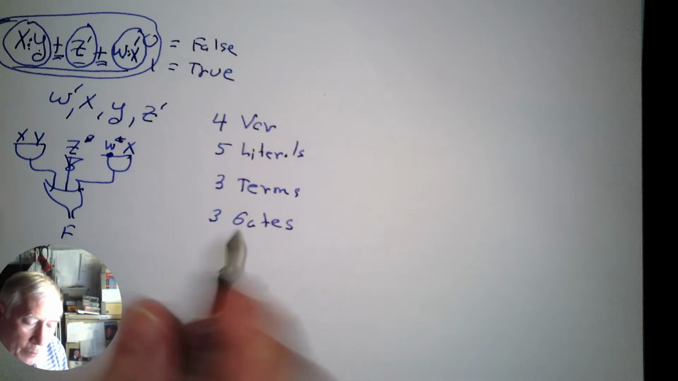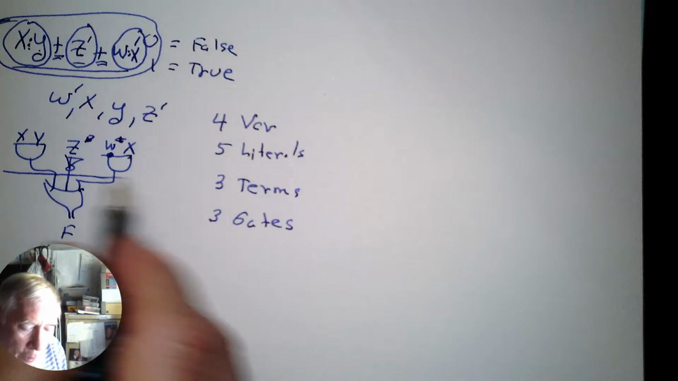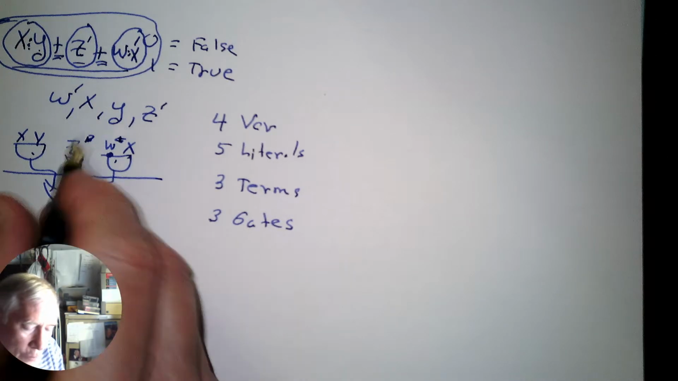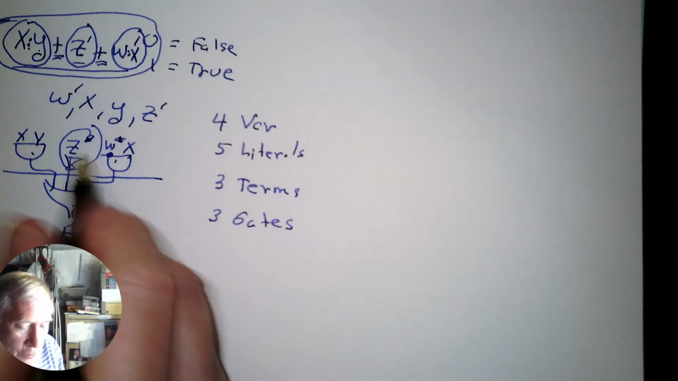So you would describe this as a 2-layer network. We have 2-input AND gates and 1 output OR gate, and you do have this one degenerate term here of z where it doesn't even have a gate.